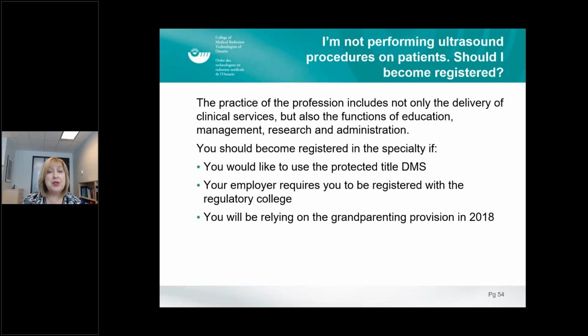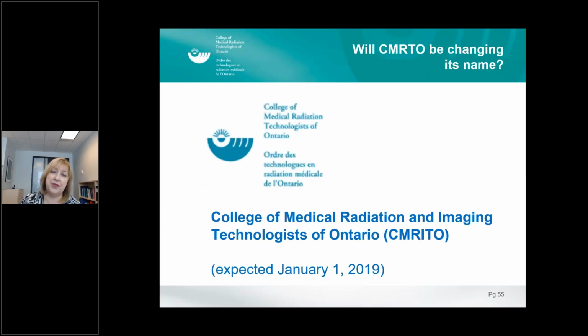If you're not performing procedures on patients, that's okay. You should still become registered if you're involved in education, management, research, or administration. And especially if you want to use the protected title, then you need to become registered. Sometimes your employer will require you to be registered. But also, if you're going to be relying on the grandparenting provision, you should definitely do it in 2018 because it's not going to be available after December 31st.